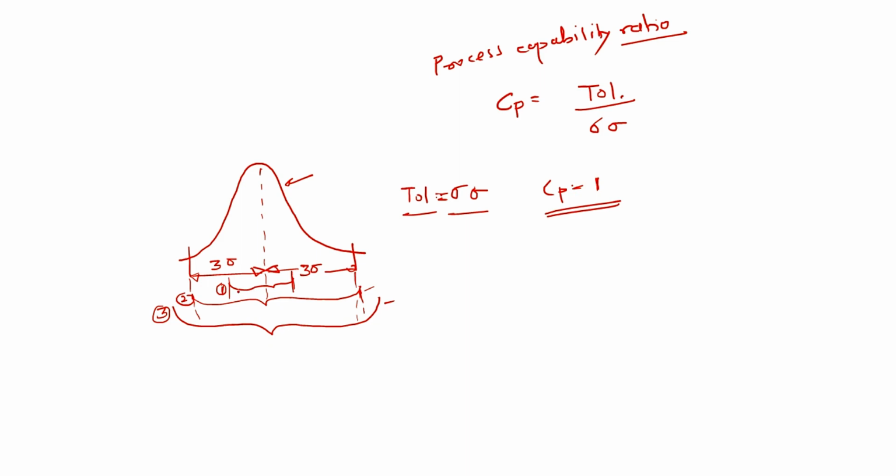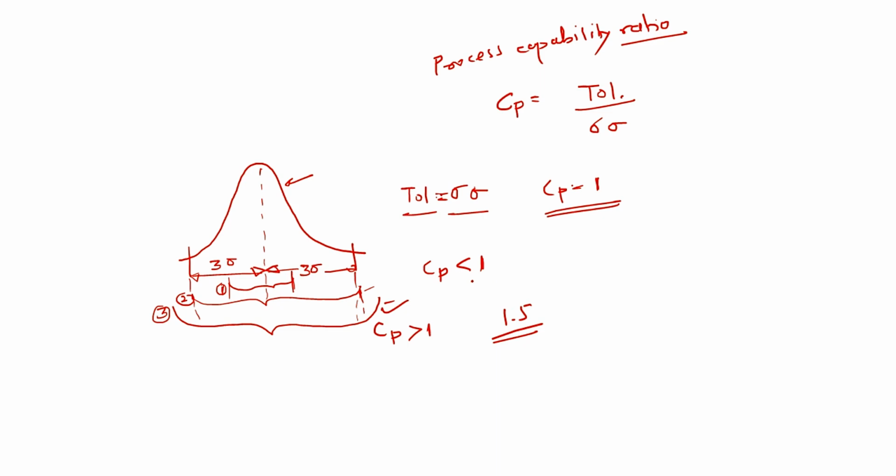For this case, the Cp value will be less than 1 because the tolerance is small and 6 sigma is large. For this case, the Cp value is greater than 1. So this is the preferable case. You can use a machine which has a certain process capability for producing a tolerance higher than that process capability. This ratio should be at least around 1.5. 1.5 is good.